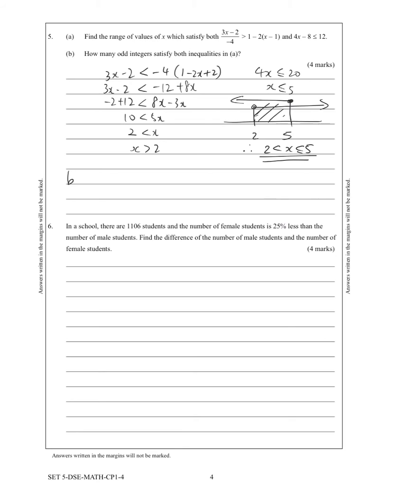So for B, they're asking how many odd numbers are satisfying it. So there's a 3 and there's a 5, so it's only 2, which is 3 and 5.